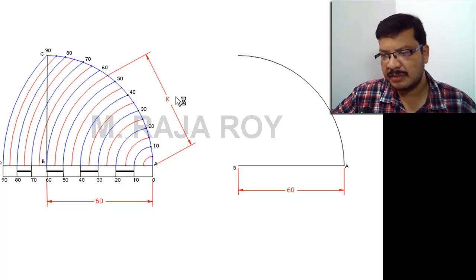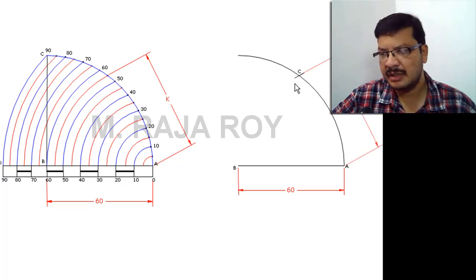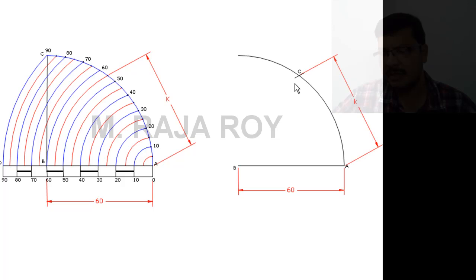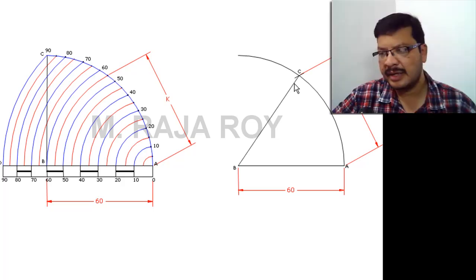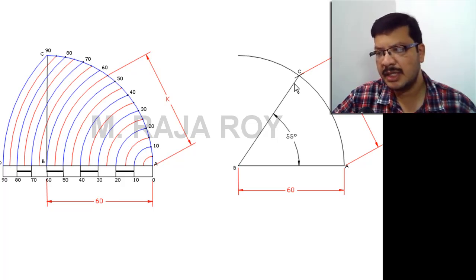So assume that is some K. So A as center, this K as radius, draw an arc. Call that point as C. This distance is K. Then draw a line joining B and C. The angle ABC is now 55 degrees. In this way, you have to mark the angles using scale of chords.